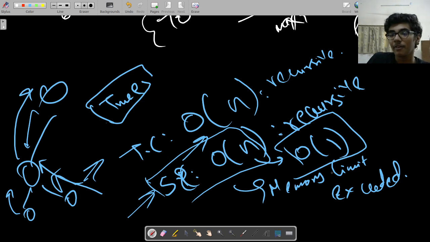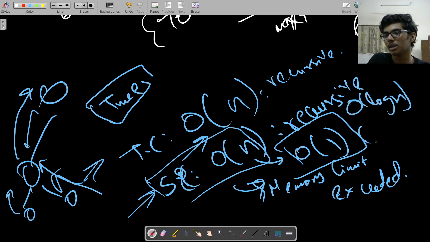Otherwise, if it was giving me the memory limit exceeded at O(n), then I would have to think of some O(log n) approach or O(1) approach for space complexity. So I think this is clear.